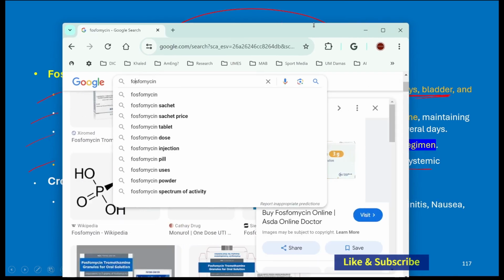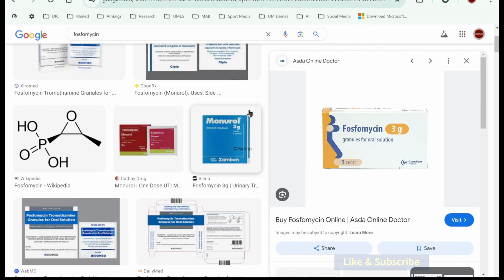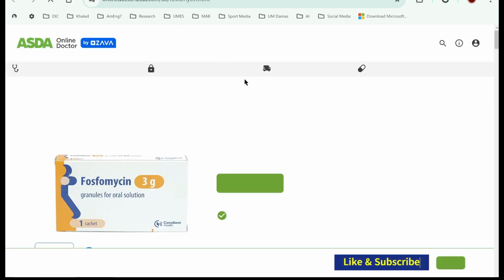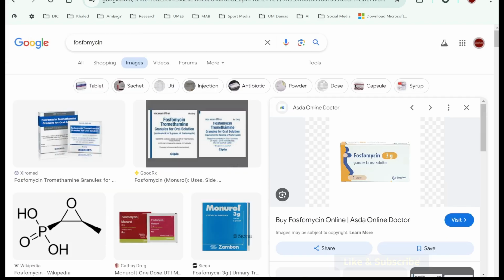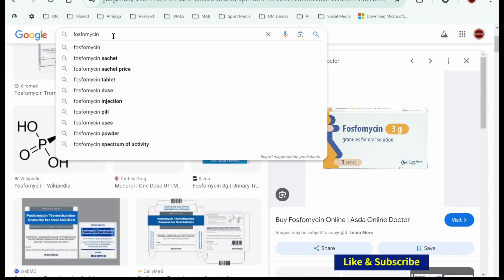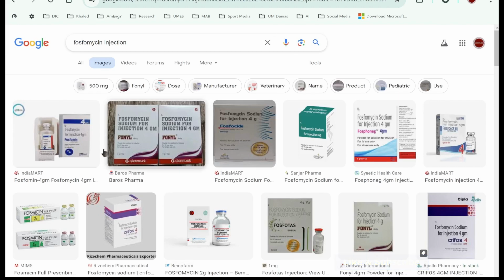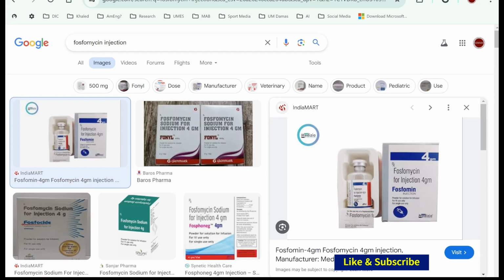I would like to share some screen with you here, some Google images for Fosfomycin. As you can see here, we have Fosfomycin oral, Fosfomycin granules oral solution, and some Fosfomycin injectable. So Fosfomycin is available as an injection and as an oral form.